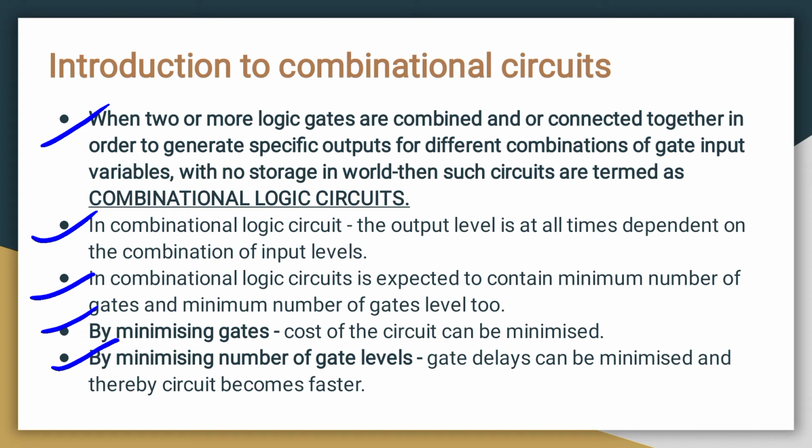Example, if I have 100 levels of gates, with the same input as given for 10 levels, the output comes out as soon as the 10th level, but it will be delayed until the 100th level of gates. So this is about the introduction to the combinational circuit on this slide.